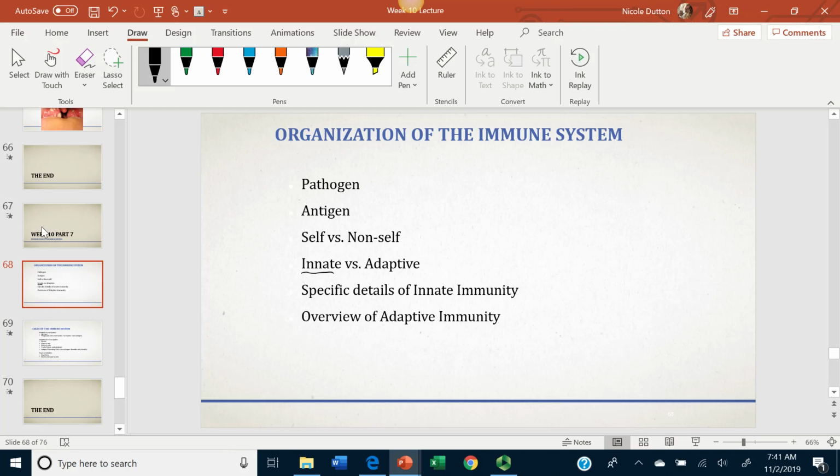Self-antigens belong in our body. So those are the proteins, lipids, carbohydrates that are displayed on the surface of our own cells. Non-self are foreign. They do not belong in the body, and this is how our immune system recognizes them as being foreign. We have two major divisions of our immune system: innate immunity and adaptive immunity.